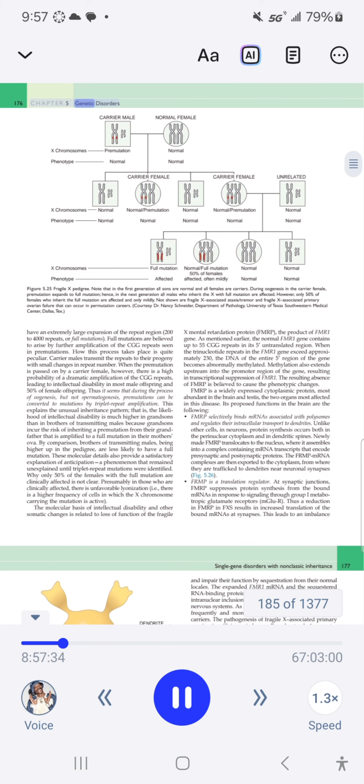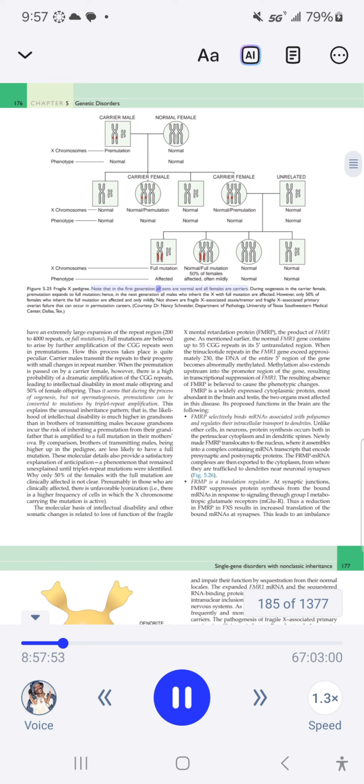Chapter 5. Genetic disorders. Carrier male, normal female. X chromosomes phenotype. Permutation. Normal. Normal. Normal. Carrier female unrelated. X chromosomes phenotype. Normal. Normal. Normal permutation. Normal. Normal. Normal. Normal permutation. Normal. Normal. Normal. X chromosomes phenotype. Full mutation. Affected. Normal. Full mutation. 50% of females affected, often mildly. Normal. Normal. Normal. Normal. Figure 5.25 Fragile X pedigree.